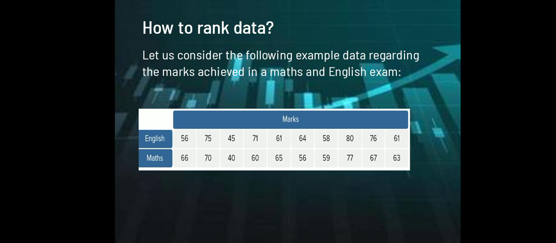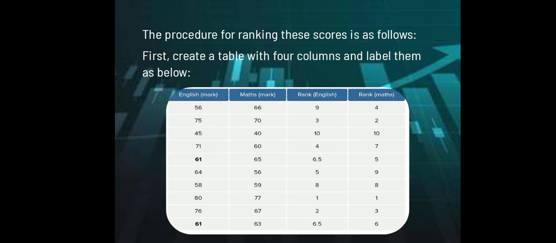Let us consider the following example data regarding the marks achieved in a math and English exam. As you can see, there are marks or scores under the English and maths exams or subjects, right? The procedure for ranking these scores is as follows. First, create a table with 4 columns and label them as below. As you can see, for the English scores, the rankings are 9, 3, 10, 4, 6.5, 5, 8, 1, 2, and 6.5.